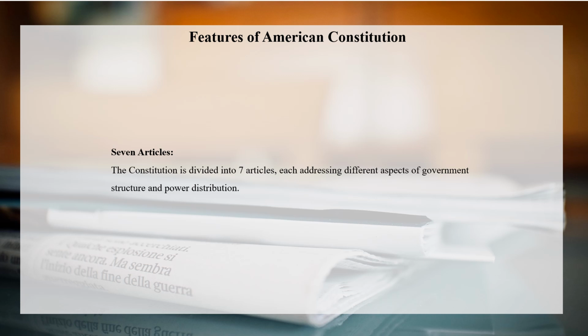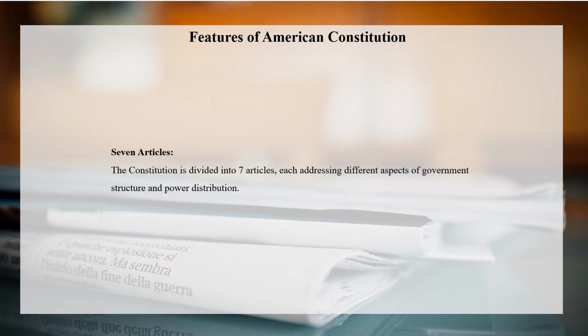Article 3 establishes the judicial branch, outlining the powers and duties of the federal courts, including the Supreme Court. Article 4 addresses the relationship between states and the federal government, including the recognition of state laws and the process for admitting new states. Article 5 describes the process for amending the Constitution.